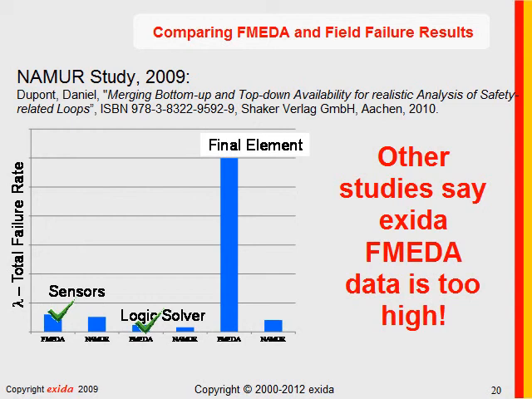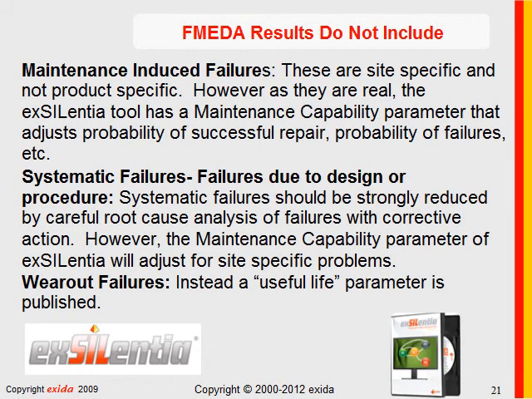But this particular study said FMEDA data for valves and final elements is way too high. It was not possible to dig into the details of this because the particular failure study was classified as confidential. So no one at exida was able to dig in and understand why. But I think it's a very good thing when you're being criticized for both being too high and too low.